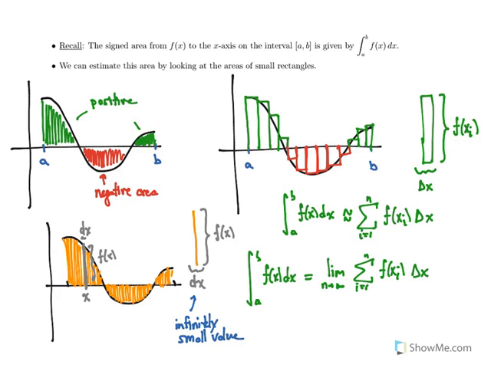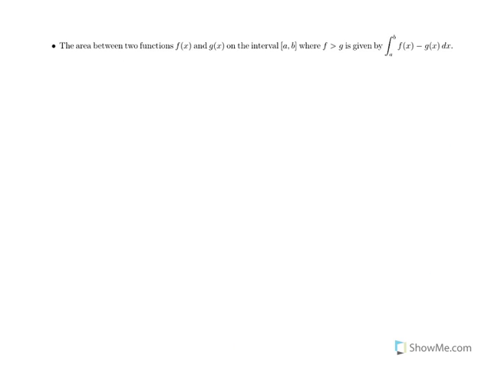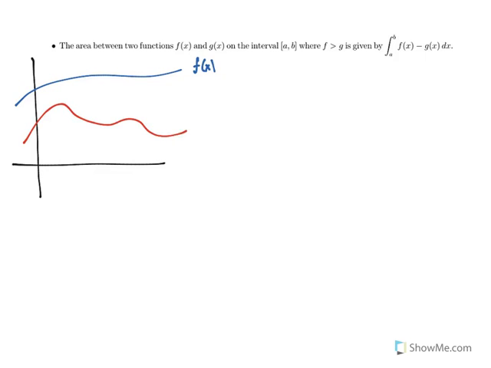So moving on, now we're going to think about the area between two curves. So the area between two functions, f and g, on the interval a to b, where f is the bigger function, is given by the integral of f minus g. We can see this in a picture here. So let's draw two functions. We'll have f is going to be the bigger function, and g is going to be the smaller function.